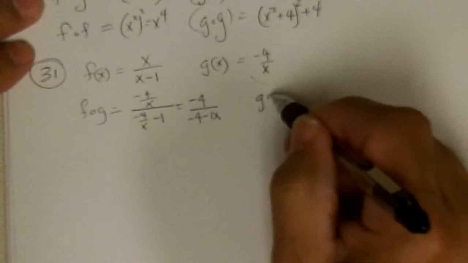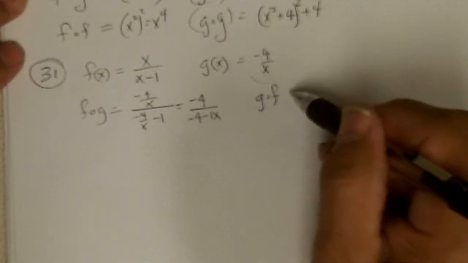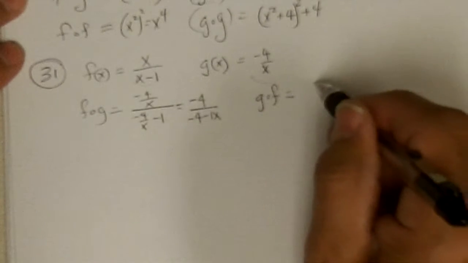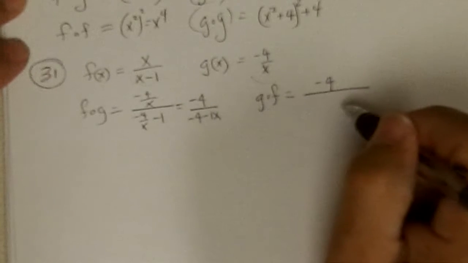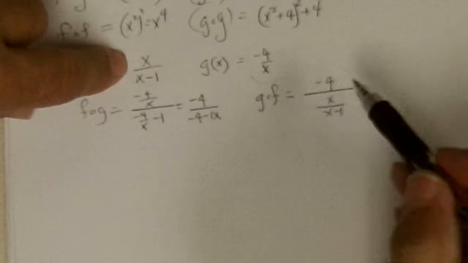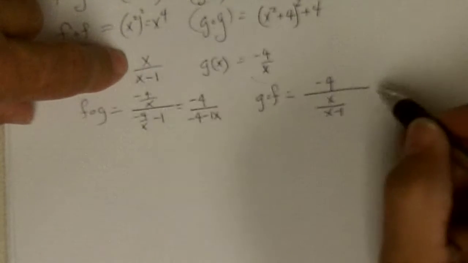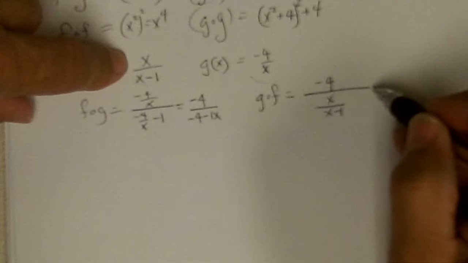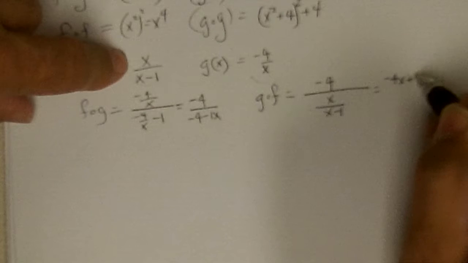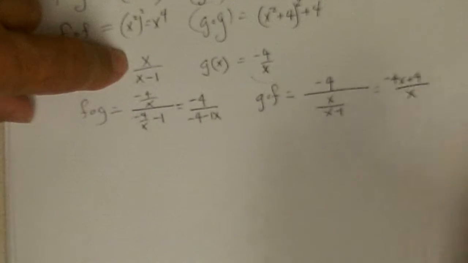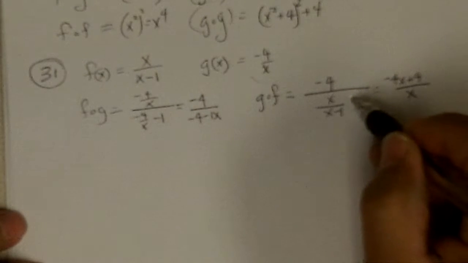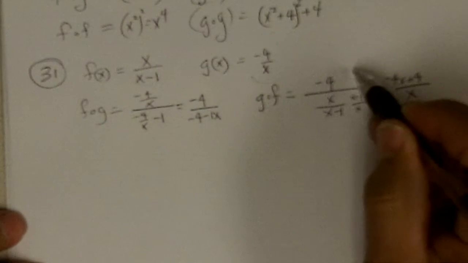Then I got to do g of f, so I got to put f into g. So I got to put this in place of the x here, so I get negative 4 over, and in place of x I'm putting x over x minus 1. So I can multiply numerator and denominator by x minus 1 over x, and I get minus 4x plus 4 over x. That's when I multiply by x minus 1 over x.